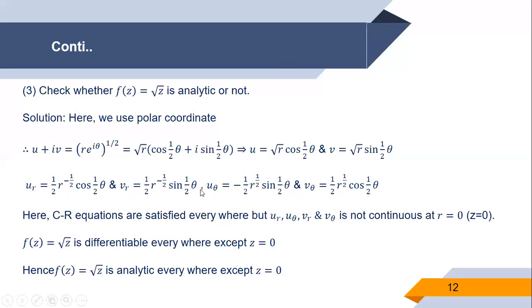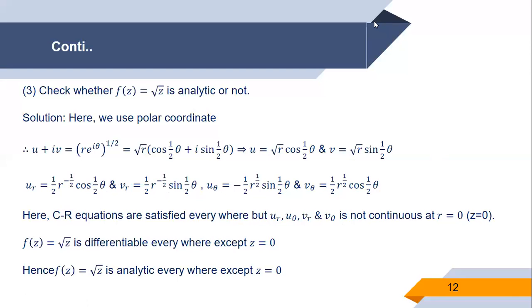But u r and v r, both terms are undefined at which point? Here we have r raised to minus 1 by 2, which means the denominator depends on r. If we put r equal to 0, then v r is undefined and u r is also undefined. That means both are not continuous at the point r equal to 0. So we can say u r, u theta, v r and v theta are continuous everywhere except at r equal to 0.